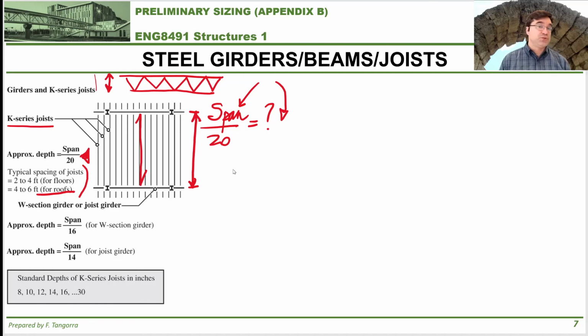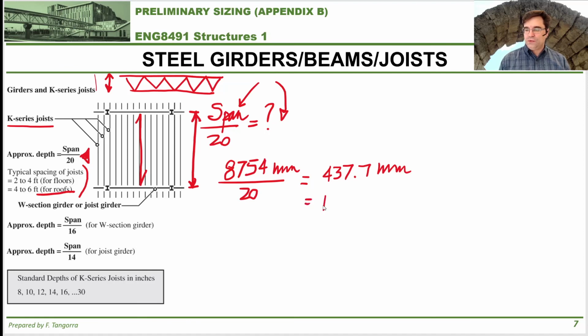So I'm going to just do a metric example because imperial is exactly the same as long as you make sure you get the answer in inches. So let's say that we have a span that is 8,754 millimeters. According to our rule of thumb, we divide that by 20 so that our answer will also be in millimeters, and we get 437.7 millimeters. A good way to do this is to then round it up to the nearest millimeter.